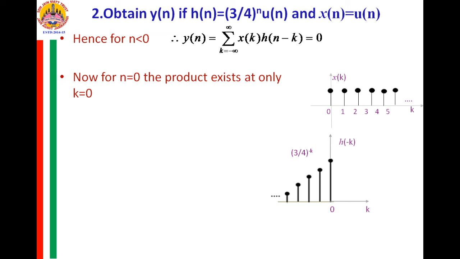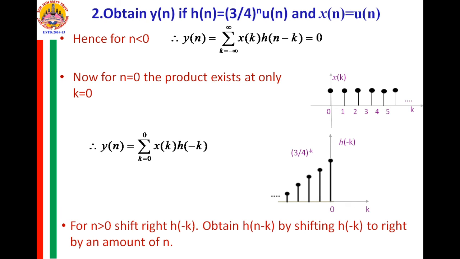Now, for n equal to 0, the product exists at only k equal to 0. So, y of n is equal to summation k from 0 to 0 x of k into h of minus k. For n which is greater than 0, we have to shift right h of minus k and obtain h of n minus k by shifting h of minus k to the right side by an amount of n. So, if I go on shifting it to the right side, for one amount if you shift, the right end of this h of n minus k will be up to 1; if you shift it twice, the right end will be 2.